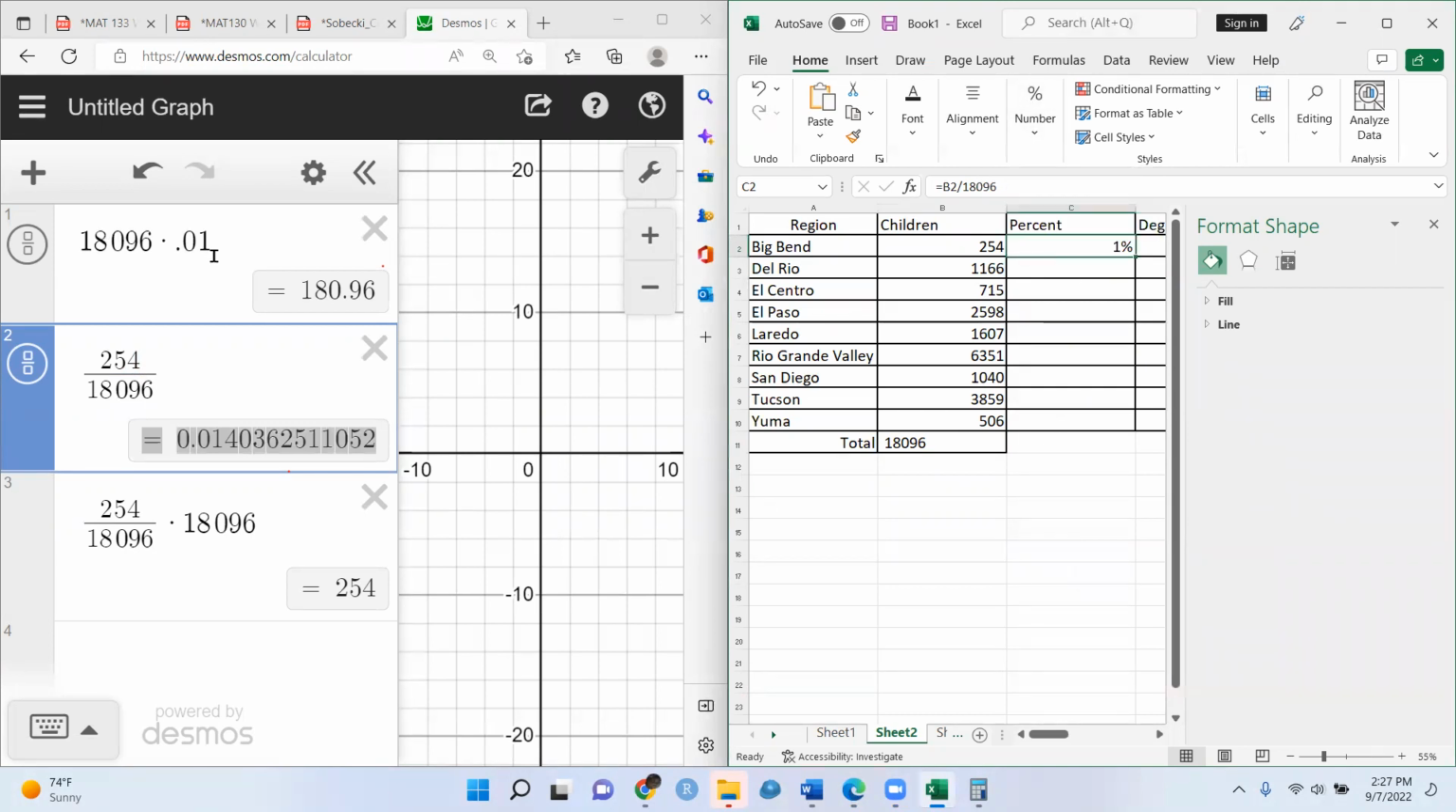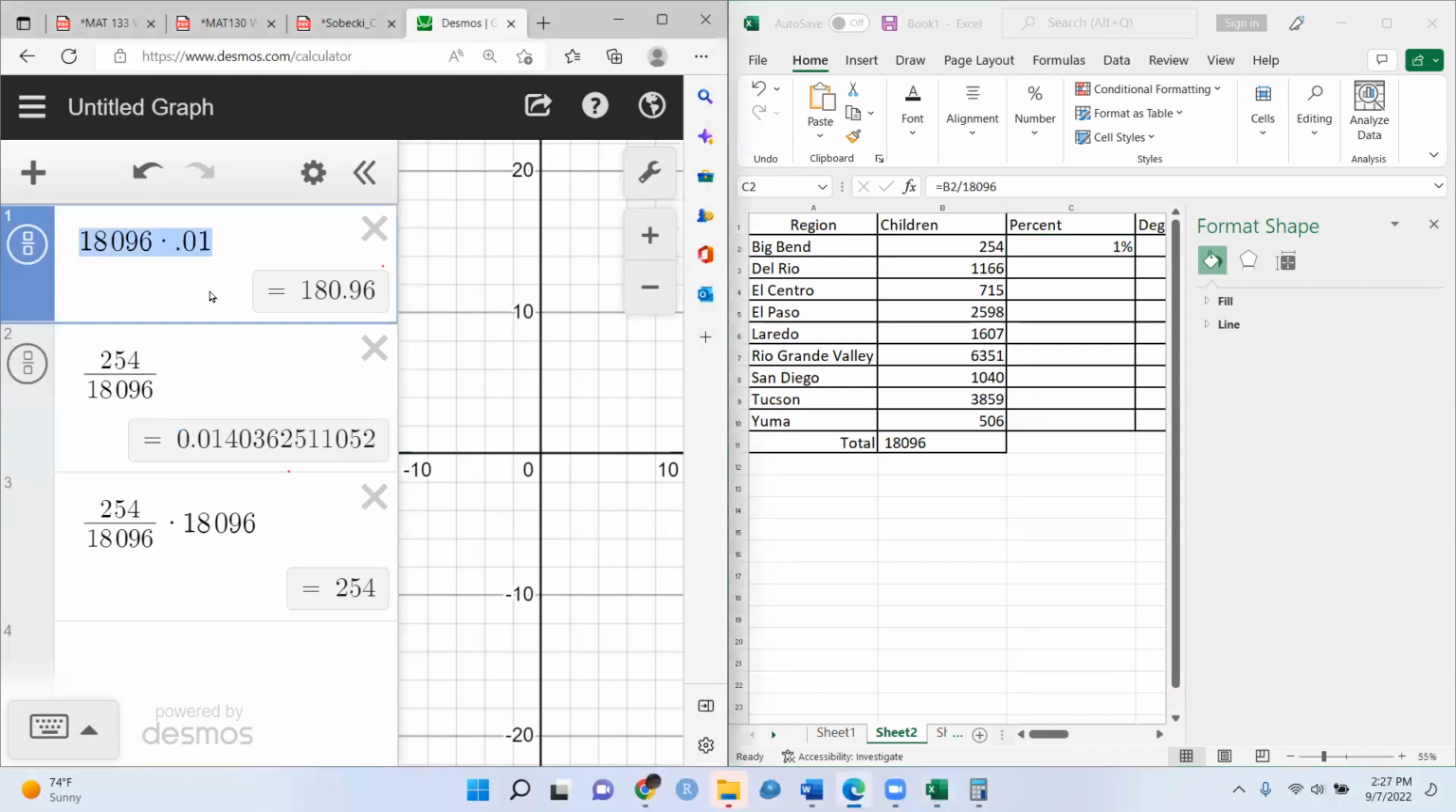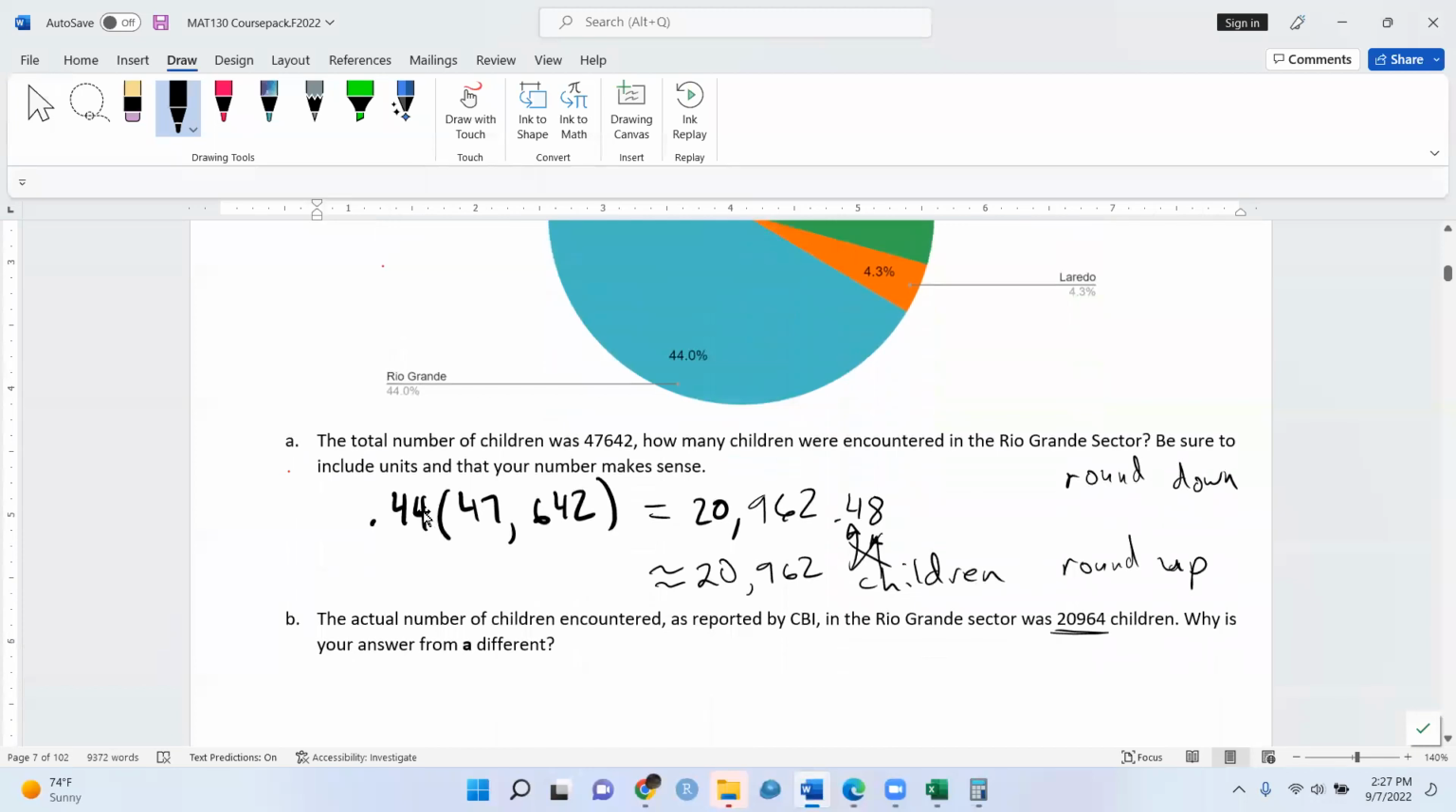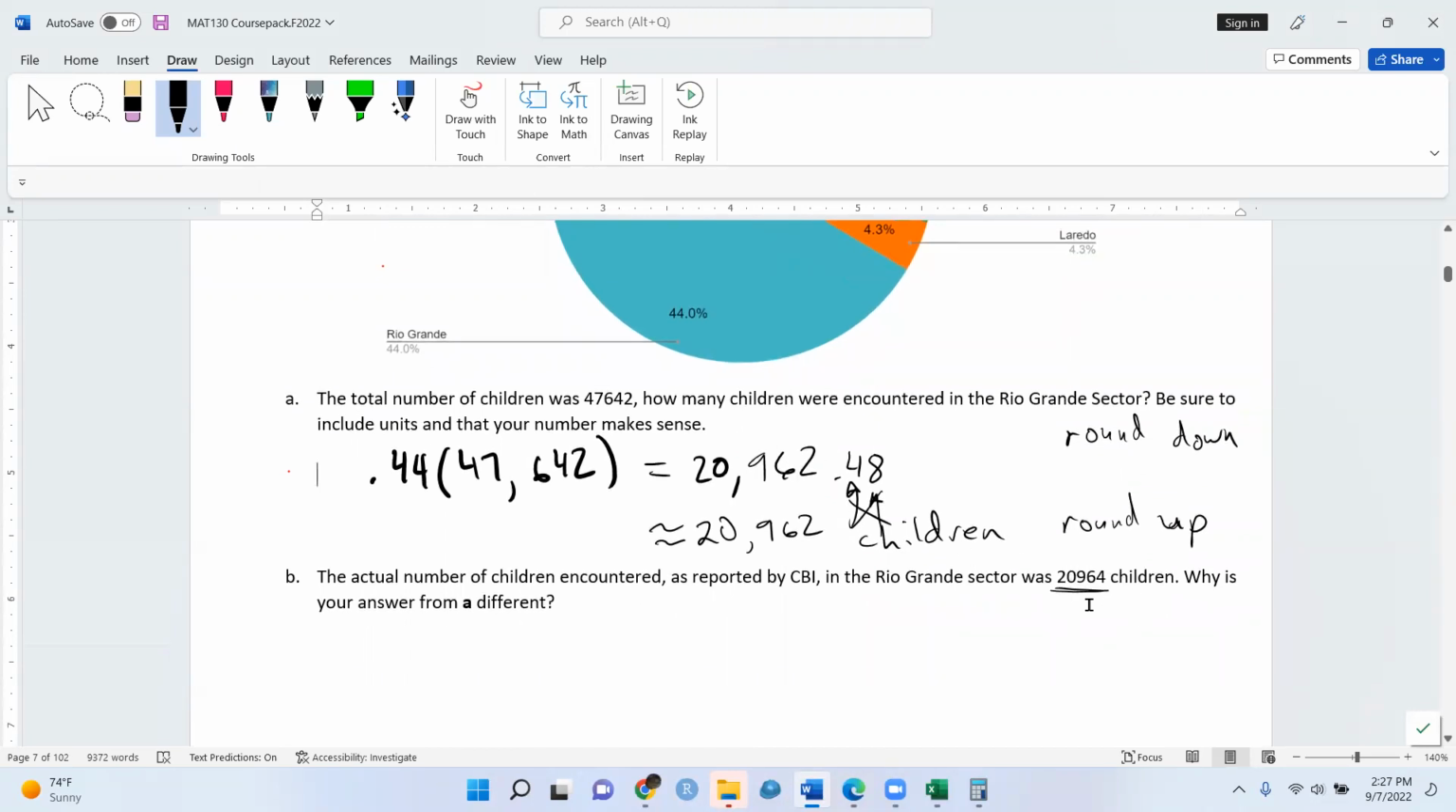So then if we use that 1% to calculate, well, based on the 1%, how many children were apprehended at Big Bend, we would get the answer of 181 children. Well, that 1% is a rounded value, and the rounding we did made a huge difference. That's what happened back here on this worksheet. This 44% is a rounded value. It didn't make a huge difference. It's only 2 children different, but it's a whole 2 children difference.